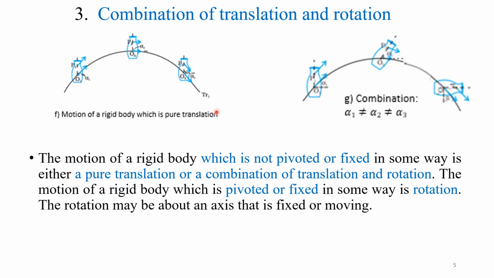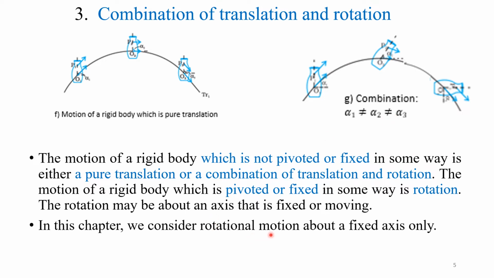In the next figure G on the right hand side, which illustrates a combination of translation and rotation, at any instant the velocities of O and P are different. The angle alpha 1 is not equal to alpha 2, and alpha 2 is not equal to alpha 3. That means alpha 1, alpha 2, alpha 3, as well as the velocities of O and P, are different. Hence, these are combinations of translation and rotation. In this chapter, we consider rotational motion about a fixed axis only.